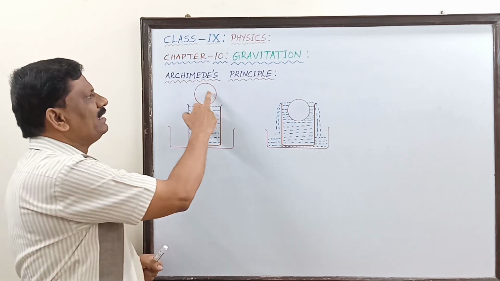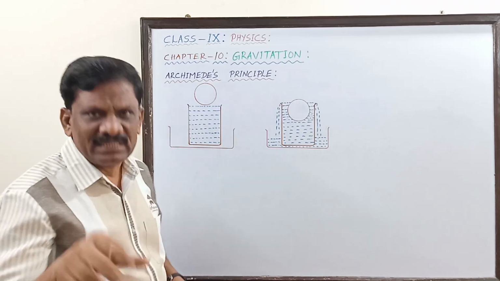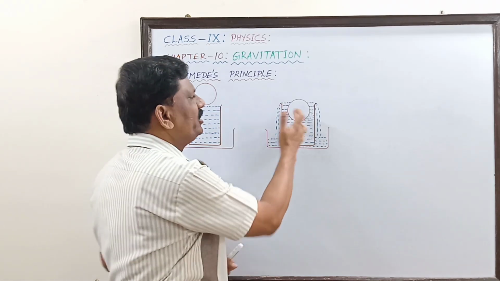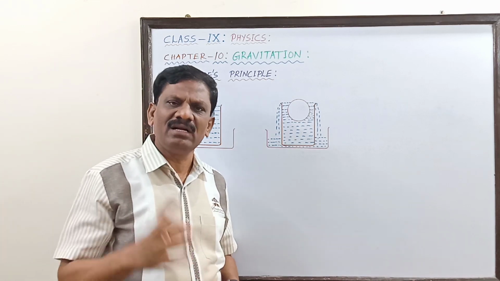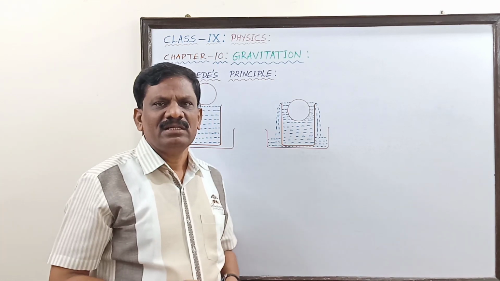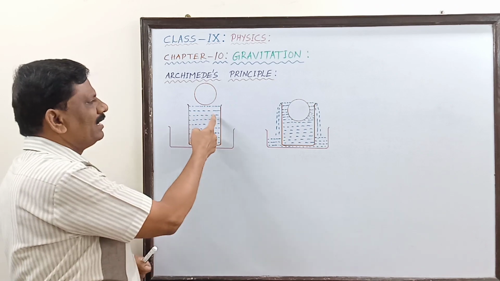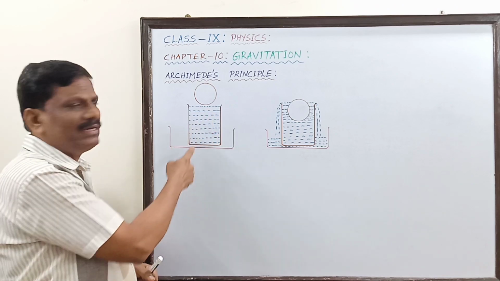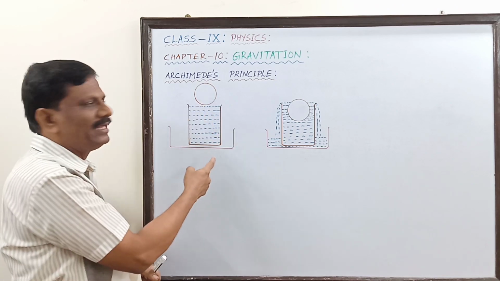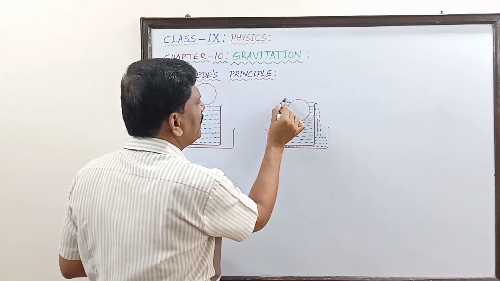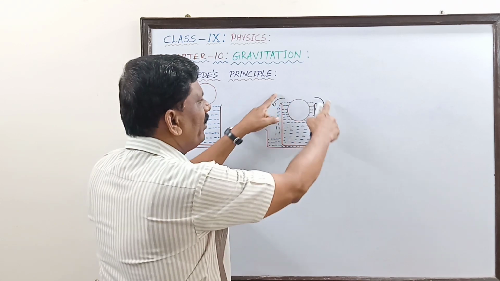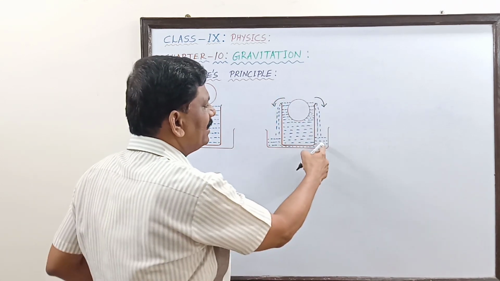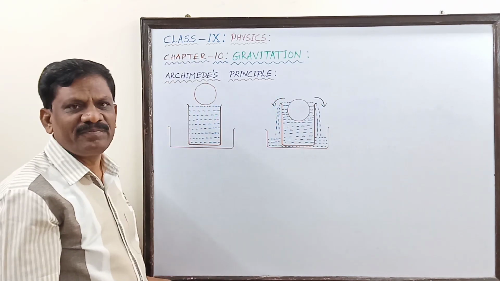Now suppose this solid ball is immersed either partially or fully. Now what will happen to the water present in the beaker? When it is being pressed by this solid, there will be some overflowing of water. Can you see some water is overflowing on both sides? And the overflowing water is collected in this collecting trough.